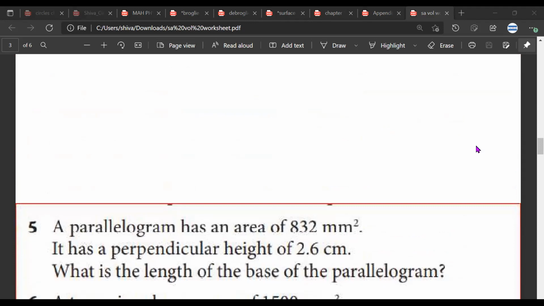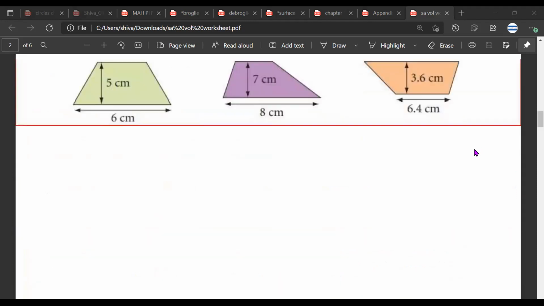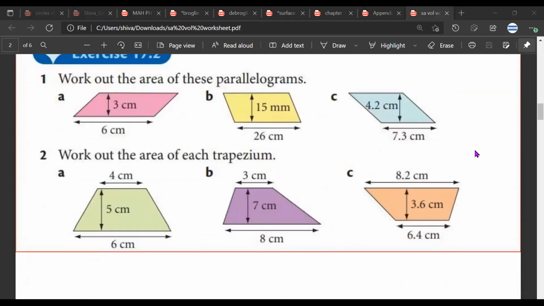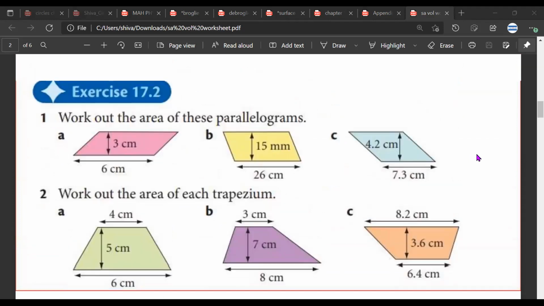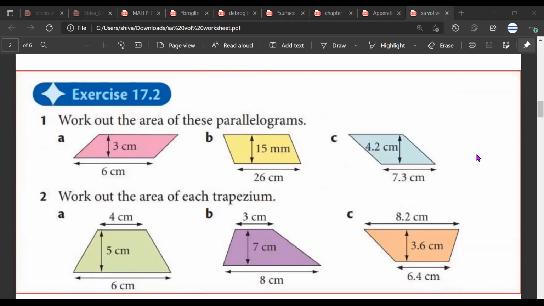Sir, I have one doubt. Sir, in the parallelogram question, it is centimeter and millimeter. Correct, correct. Mr. Satya, you are absolutely right.